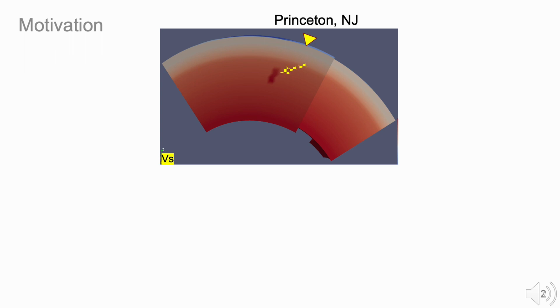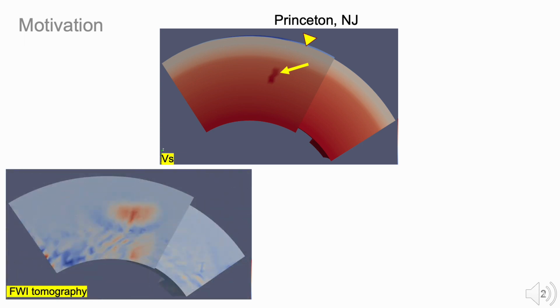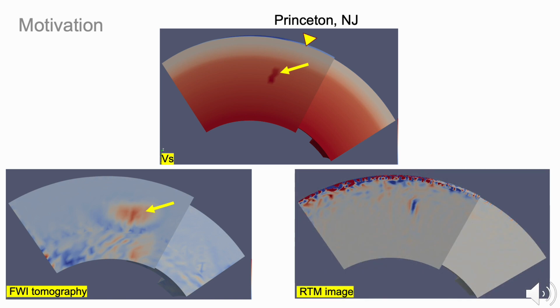As shown here, we have a velocity perturbation in the mid-mantle. After 10 iterations of waveform tomography, we find that the inverted velocity perturbation is still smeared along the wave path, which is the nature of the waveform tomography method. However, if you look at the reverse time migration image, you can find that the resolution is much higher than the tomography image.